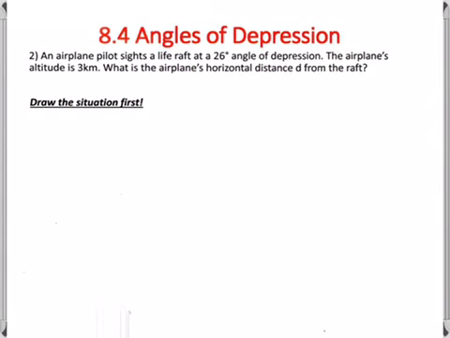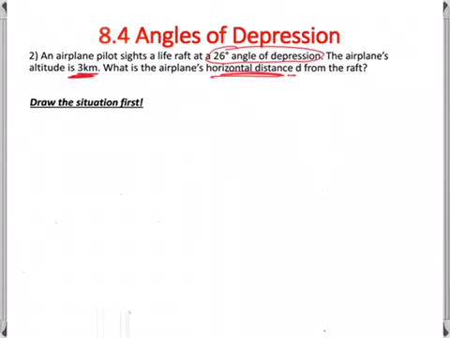An airplane pilot sights a life raft at a 26 degree angle of depression. The airplane's altitude is 3 kilometers. All right, so we've got an angle of depression of 26 degrees. The altitude, or the height of the plane, is 3 kilometers. What is the plane's horizontal distance, d, from the raft?